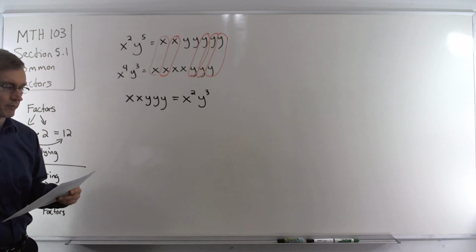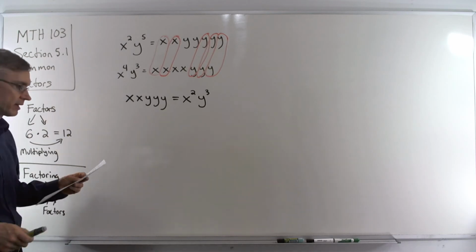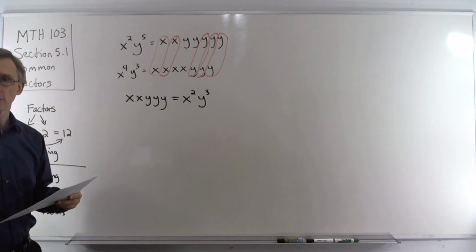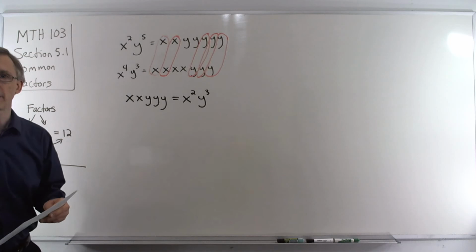Your turn, number 1. I'd like you to expand both of those monomials just like I did here. Circle the common factors, and then write them out, and then write them out in exponential form.